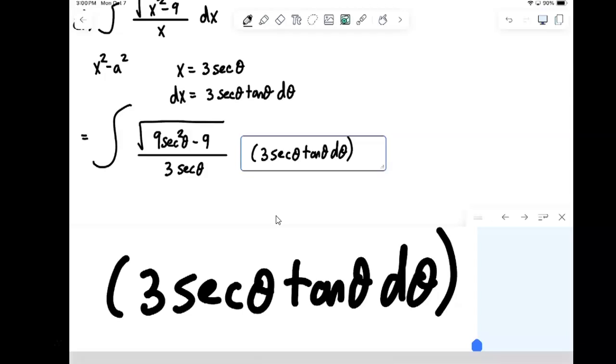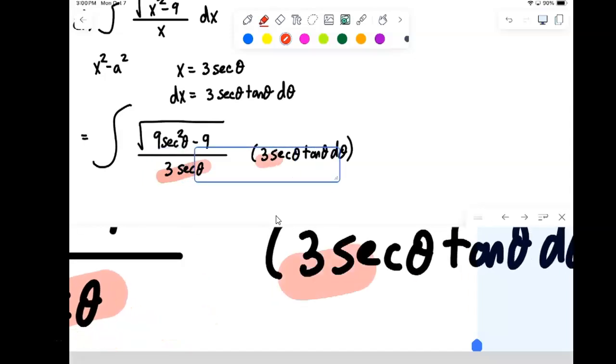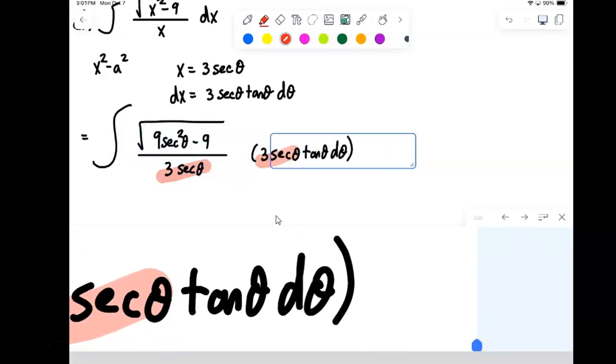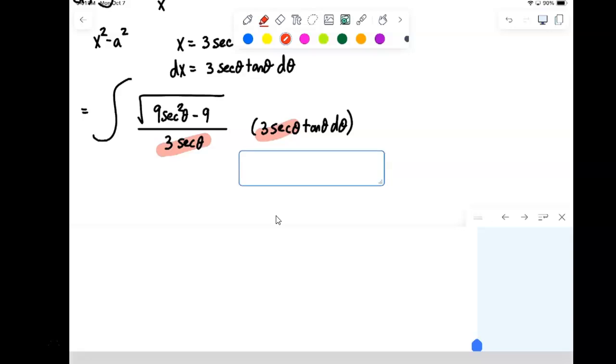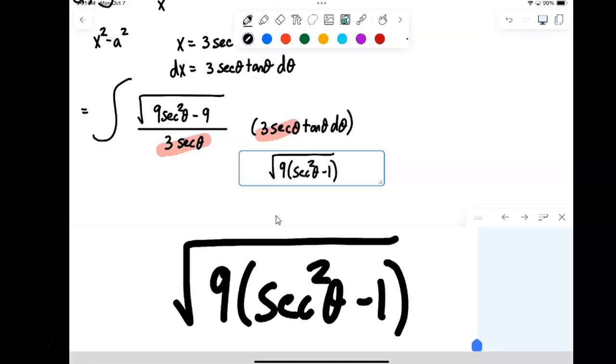Okay, so now we start working this out. First things first, our secant theta and our 3, by the way, both of them will go away in this example. And then I have this stuff: the square root of 9 secant squared minus 9. So let's work with that first. We'll simplify it and then put what we have left back together. For that, I can pull out a 9. Now I have secant squared minus 1.